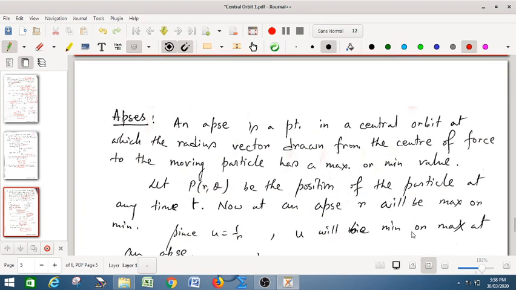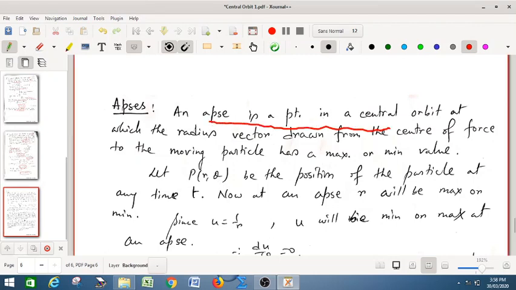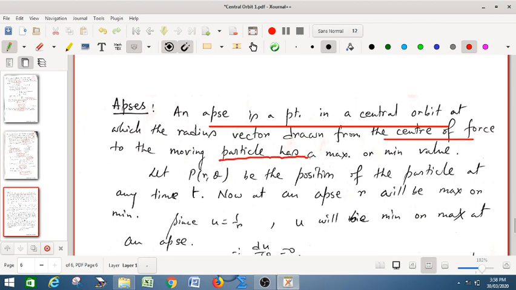Next, lastly, today's lecture, the last topic, apse. I will talk about an apse. What is an apse? An apse is a point in a central orbit at which the radius vector drawn from the center of force to the moving particle has a maximum or minimum value. Mind it. You just take a note of this. The radius vector has a maximum or minimum value.